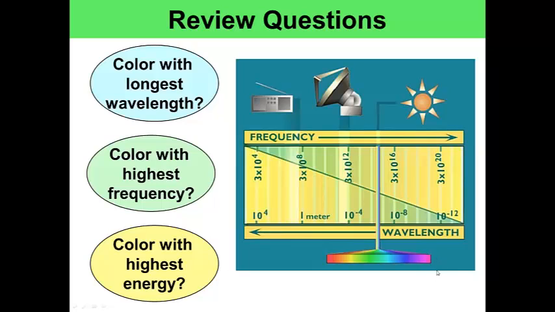So violet has the highest frequency, and it's the shortest wave. Red has the longest wave and the lowest frequency. What color has the highest energy? Violet.